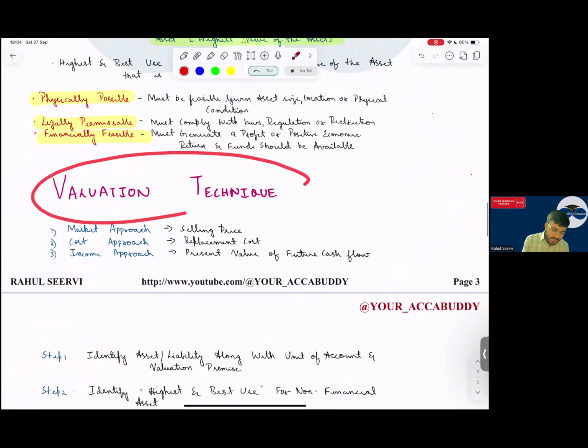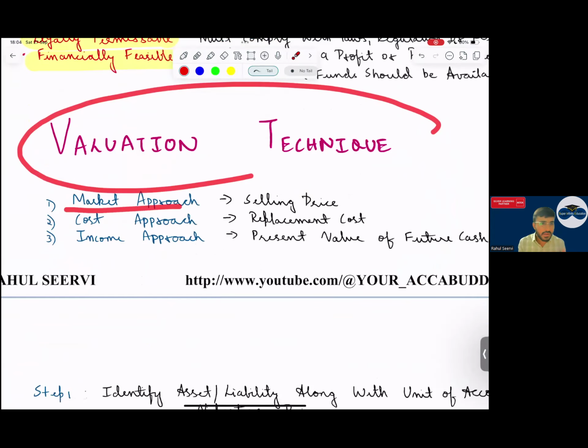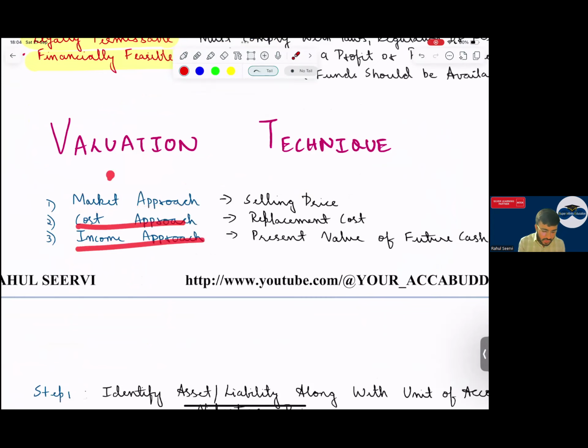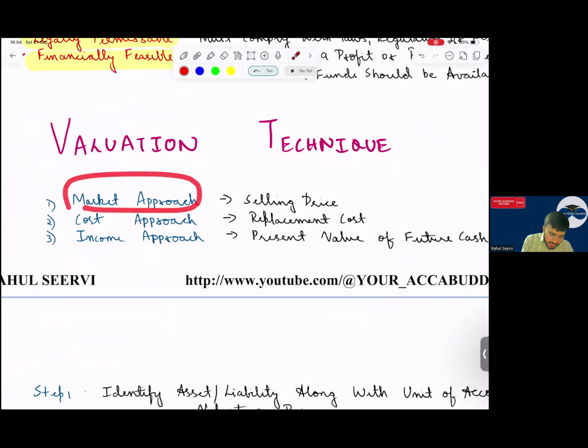Then, sir, valuation technique. So the valuation techniques are what? Market approach, cost approach, income approach. When should we use this valuation technique? We will use the valuation technique if quoted prices are not available. So in market approach, we consider what? The selling price. We consider the selling price and any adjustments are required, do it so that you get the value.